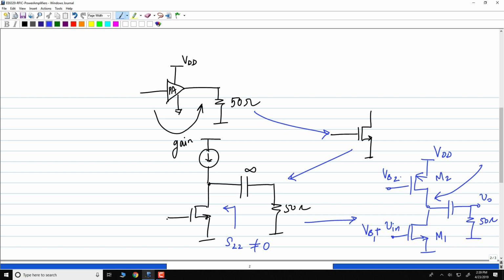Now, there are some very extreme cases. There may be a process which has really bad flicker noise, where increasing the length gives you better noise. That is possible, but extremely rare. Normally you stick to minimum length.